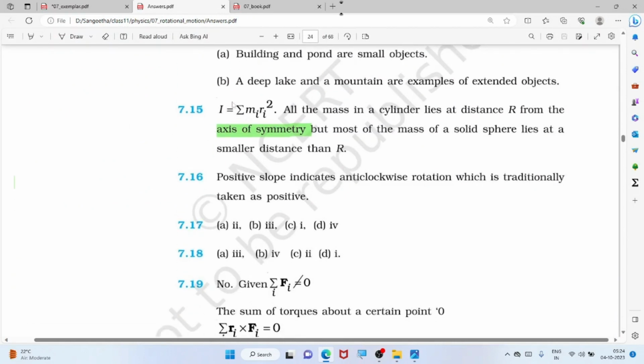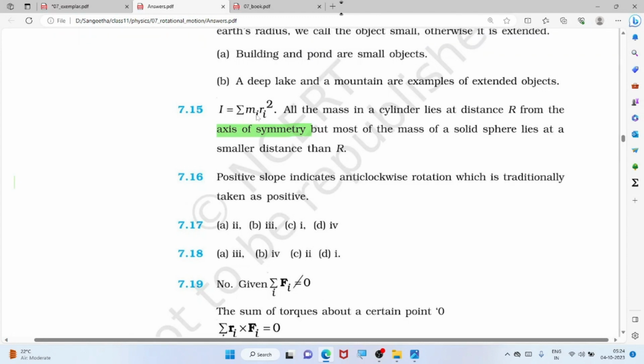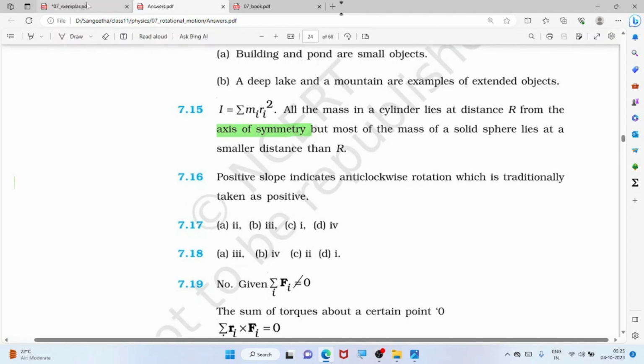This is the moment of inertia formula. In a hollow cylinder, all the mass lies at the distance r, that is a larger distance, on the outer ring from the axis of symmetry. But for the solid sphere, it lies at a smaller distance. This r will be smaller, so when you sum m r squared, the moment of inertia of the solid sphere will be less than the moment of inertia of the cylinder. That is important.